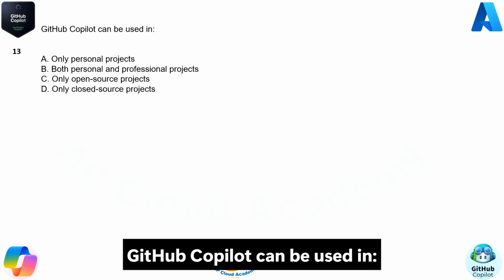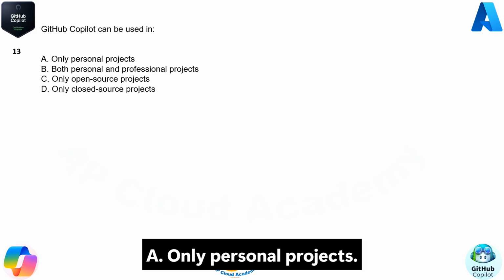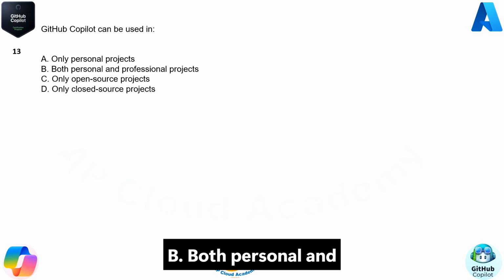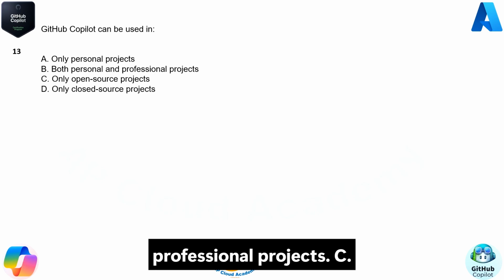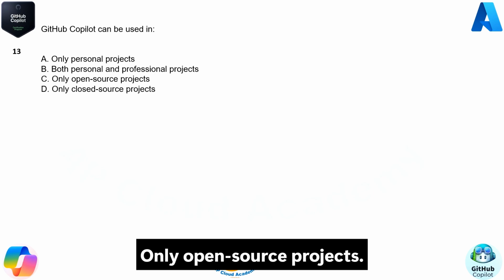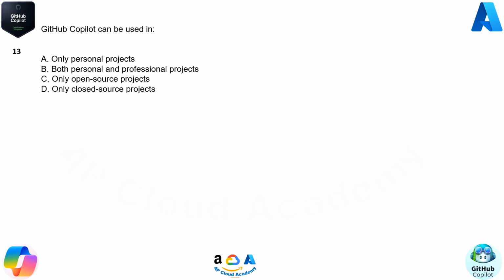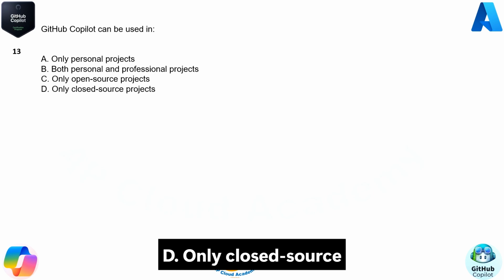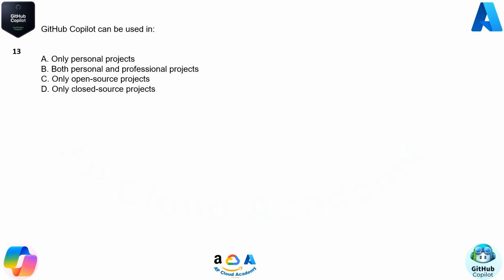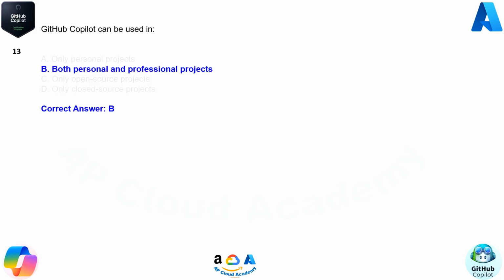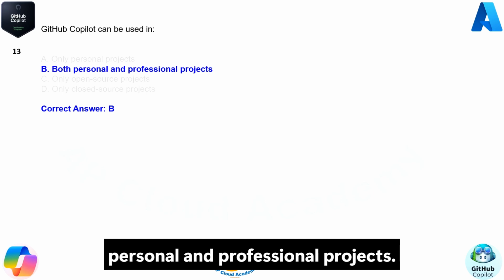GitHub Copilot can be used in A. Only personal projects. B. Both personal and professional projects. C. Only open source projects. D. Only closed source projects. Correct answer, B. Both personal and professional projects.